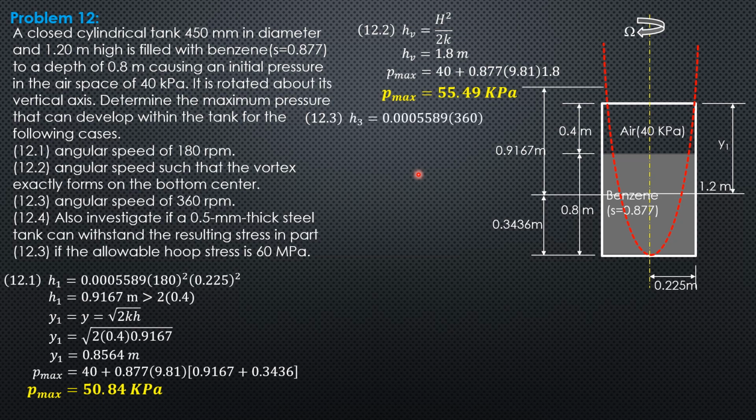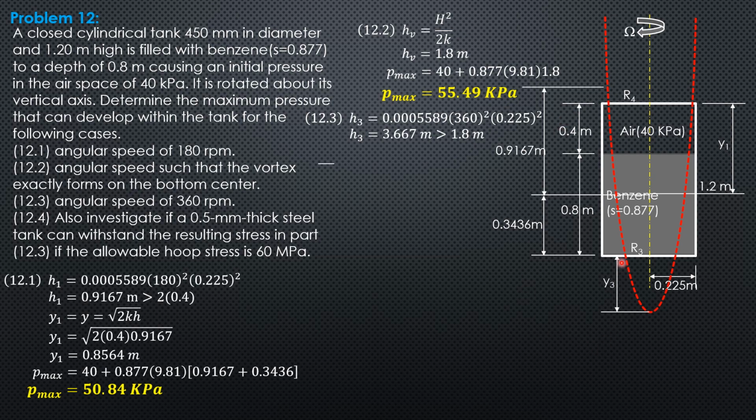For the third, angular speed of 360 rpm, H3 is 0.0005589 times 360 squared times 0.225 squared, and that is equal to 3.667 meters, which is greater than 1.8 meters, HV. That means the imaginary parabolic surface will extend beyond the bottom, as shown in the figure, and we need to solve this distance. I'll call that y3, this radius r3, and this radius r sub 4.